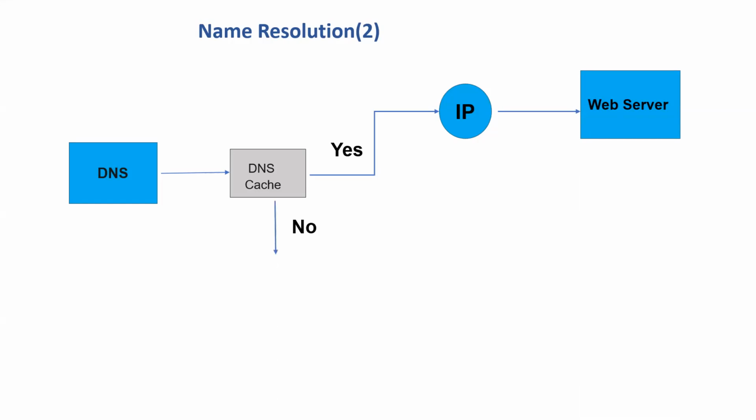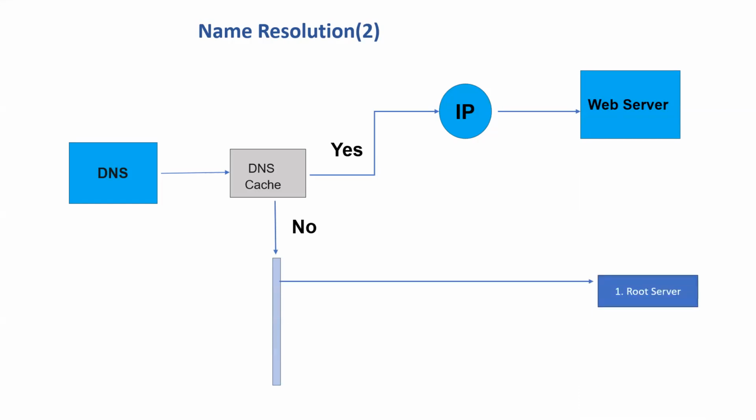DNS local cache, then it will go for a recursive query. It will connect with the root server and ask, hey, do you have the IP address of www.google.com? In this case, the root server is not the authoritative server. It will say, hey, I don't have the IP address of www.google.com, but I can give you the top-level domain .com IP address. So it will say, hey, I can give you the .com address.